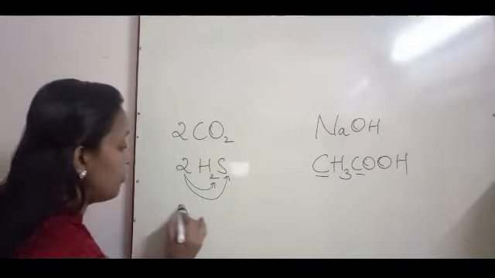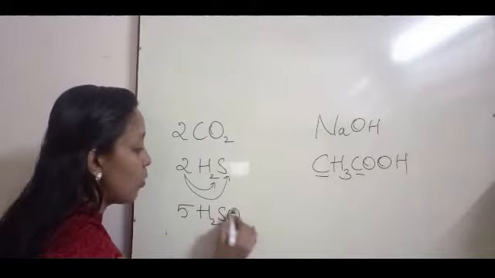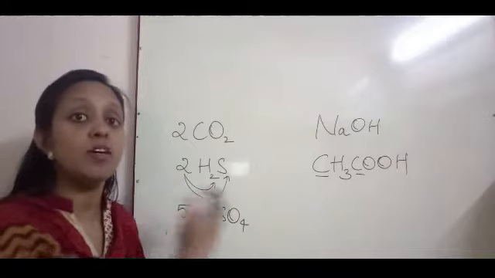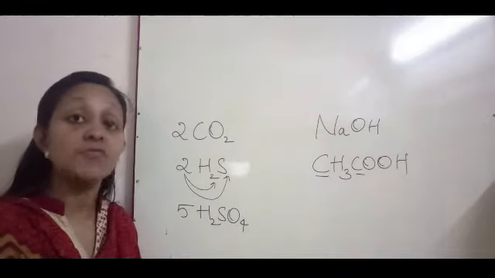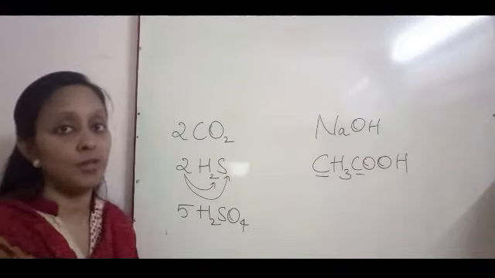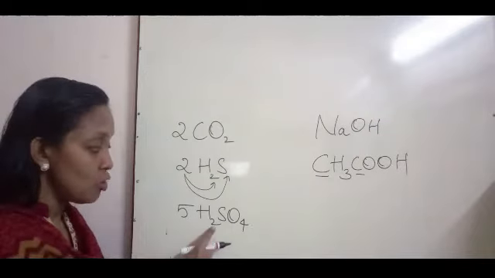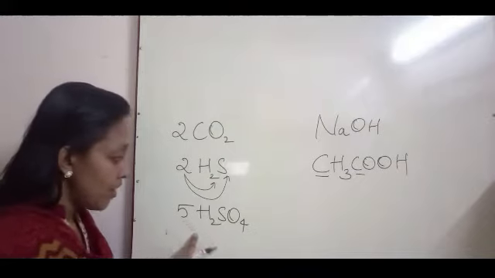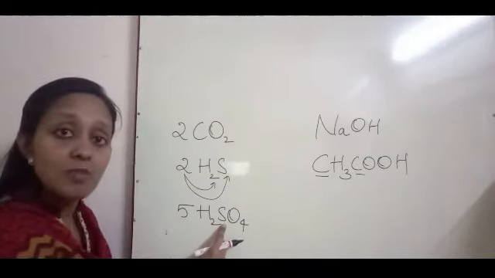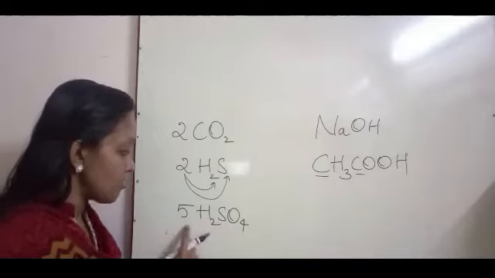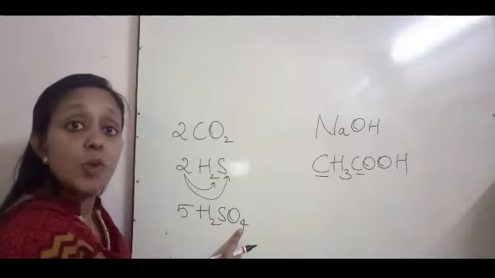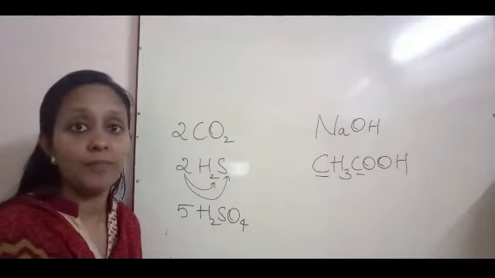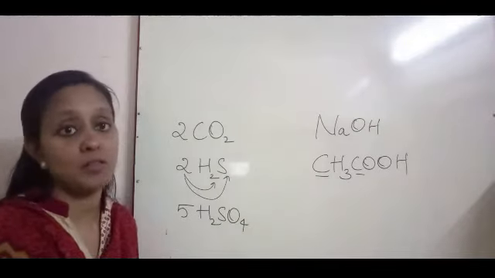5H2SO4. So what is H2SO4? It is sulfuric acid. So if it is 5H2SO4, it is read as 5 molecules of sulfuric acid consisting of 5 into 2, 10 atoms of hydrogen, 5 into 1, 5 atoms of sulfur and 5 into 4, 20 atoms of oxygen. Hope you are getting me. Okay, so this is the way that you have to answer the questions.